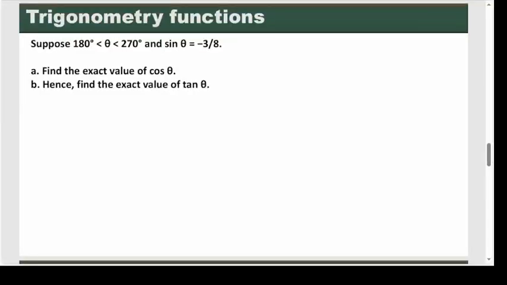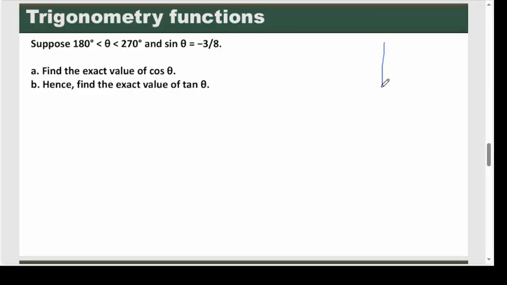Suppose theta is between 180 and 270 degrees and sine theta equals negative 3 over 8. Part A asks: find the exact value of cosine theta.